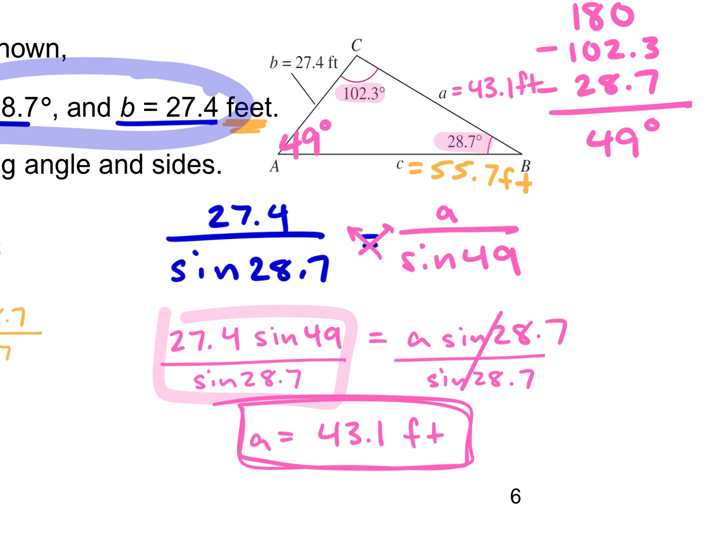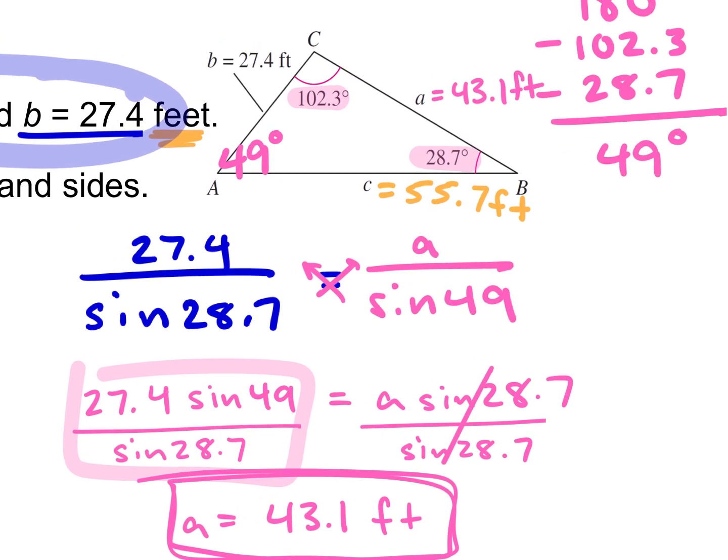One other thing that you can do to check your work is that the largest angle is always going to be opposite of the longest side. So you can just check your work that way. Our largest angle was 102.3, so side or angle C. So it's opposite of our biggest side, so 55.7. So that's true. You can check it with the smallest one. Your smallest angle is always going to be opposite of the smallest side. 28.7 is opposite of our smallest side, 27.4. So that's true too. So that's one way to check your work.